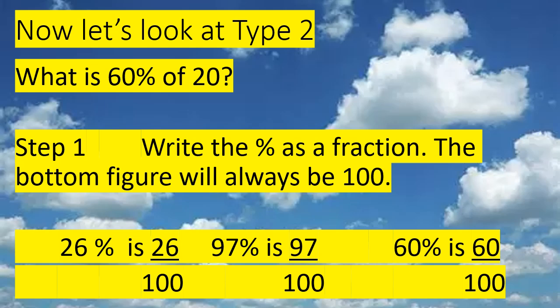Now let's look at type 2. So that is questions like, what is 60% of 20? So step 1, we write the percentage as a fraction. Now, the percentage as a fraction: the bottom number will always be 100. So 26% as a fraction is 26 by 100. 97% as a fraction is 97 by 100. 60% as a fraction is 60 by 100. There's always 100 on the bottom of a percent.